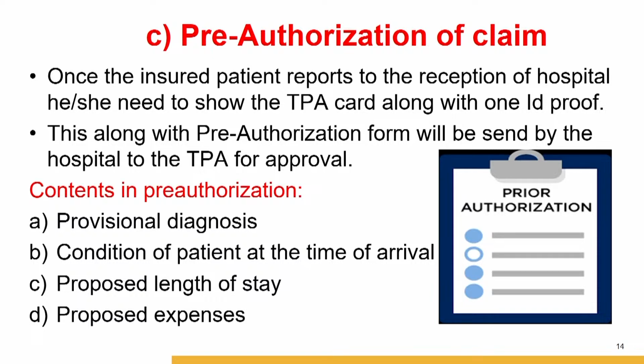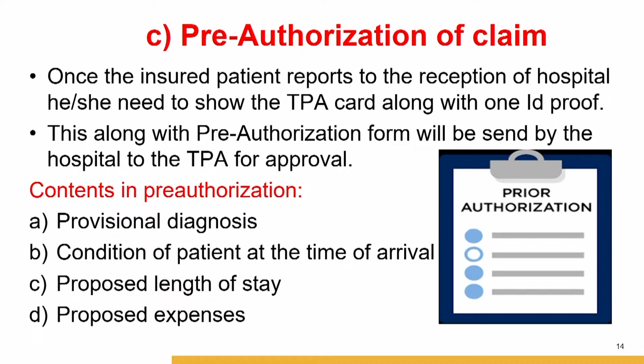Third is pre-authorization of the claim form. Once the insured patient reports to the reception of the hospital, she needs to show the TPA card along with one ID proof. TPA stands for third party administrator. The card shows that you are insured, or that you have a health insurance policy. You need to submit both to the TPA help desk of the hospital. These two documents are very much required, so you should have them on mail or download them through an app, and always have them with you. You need not carry the hard copy if you have a soft copy.